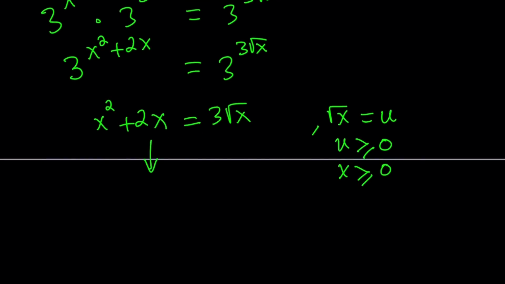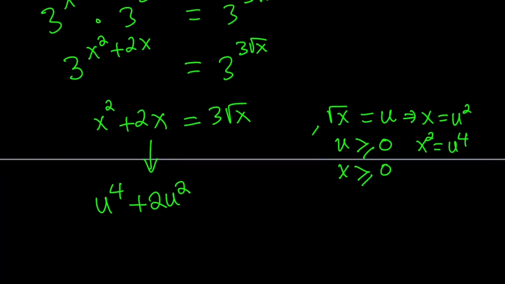If square root of x is u, then x must be u squared, and x squared can be written as u to the fourth power. Just keep squaring both sides. Now we can go ahead and replace x squared with u to the fourth power, and x with u squared, so this becomes 2u squared, not 2u. And 3 times the square root of x is just going to be 3u.